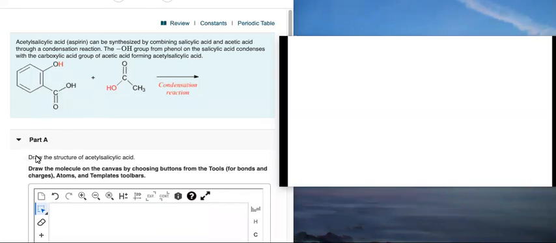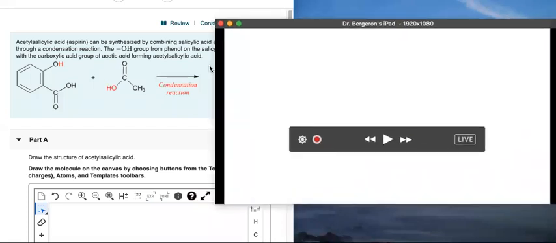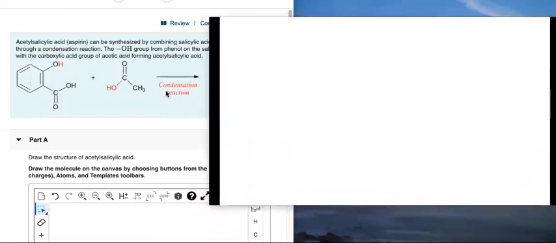Now, this part A is saying draw the structure of acetyl salicylic acid. It's not saying draw the structure of all the products. So what I'm going to do is draw all of my products, because this is my reaction. I'm going to do this problem as if I'm doing it on paper and then build it into your answer. So always do it on paper first.